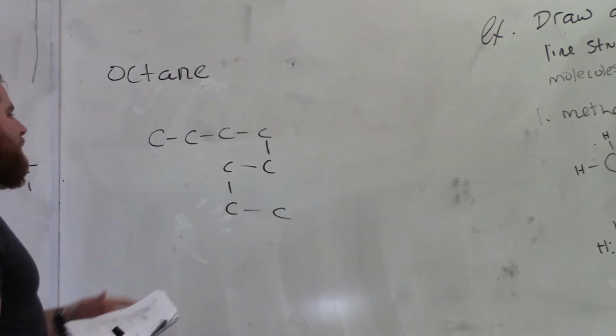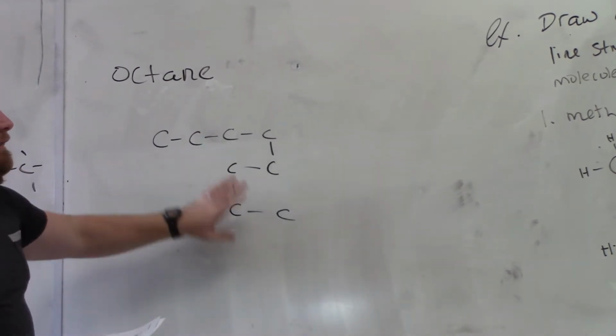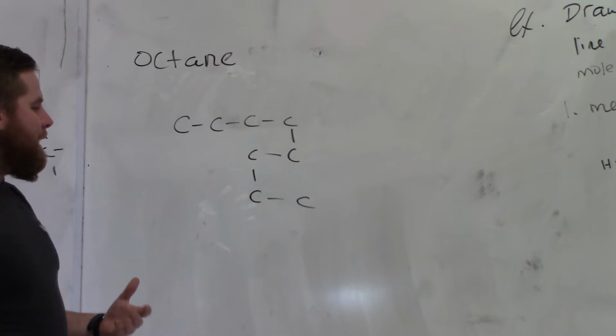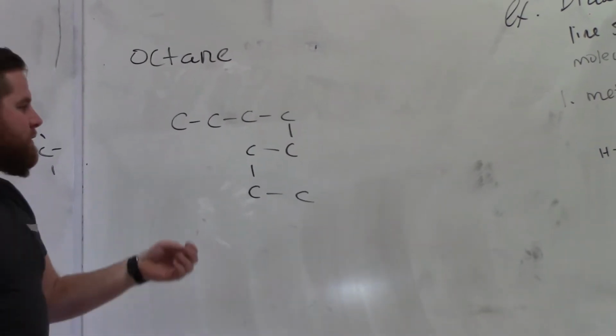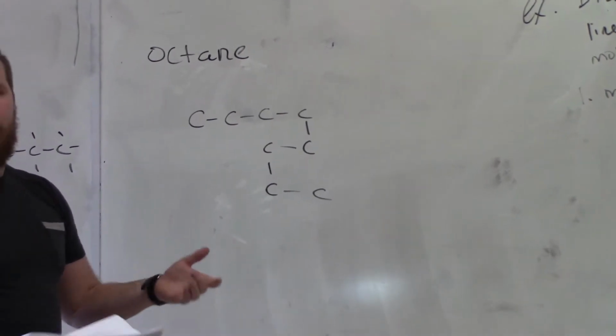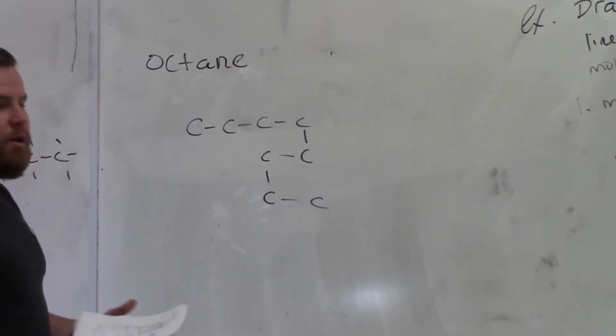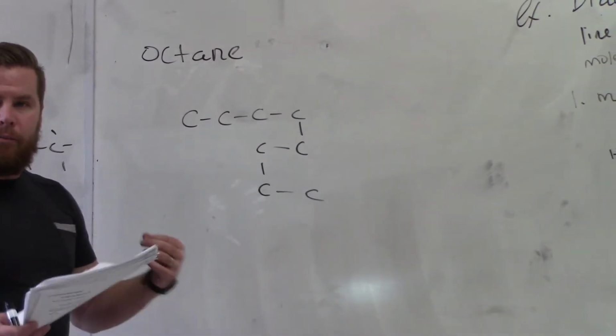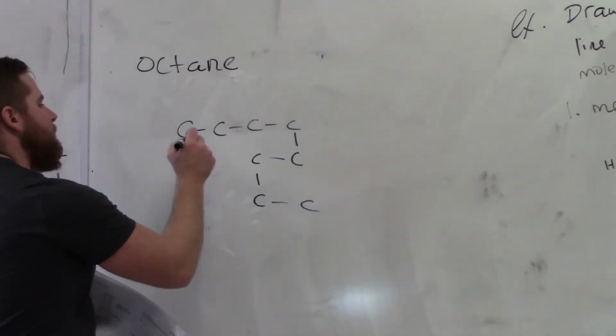The longest continuous chain is what the molecule is named for. It doesn't necessarily have to be the longest straight chain, it's just the longest chain of connected carbons. When we talk about branched alkanes, that's going to be really important. So don't get stuck in your head that it needs to be a straight line to be the parent base of a molecule.